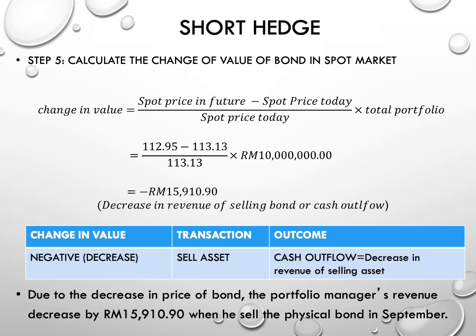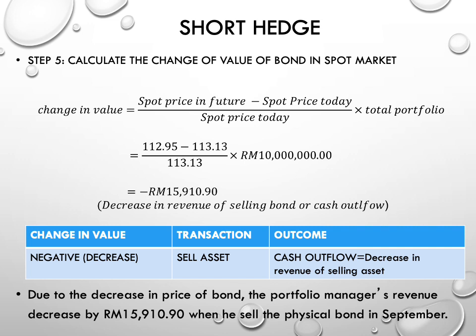Step number 5, you calculate change in value of bond in spot market. So the formula is spot price in future minus spot price today divided by spot price today times total portfolio. So spot price in the future 112.95 minus spot price today 113.13. Please refer to hedging table from column cash market. So you get negative 15,910 ringgit and 90 cents.